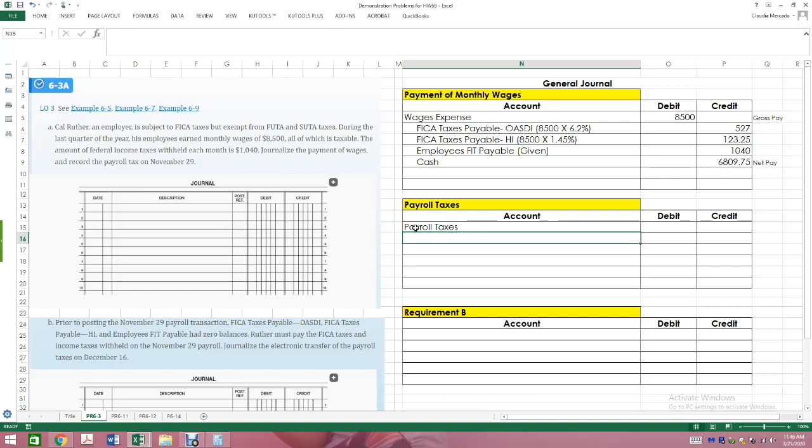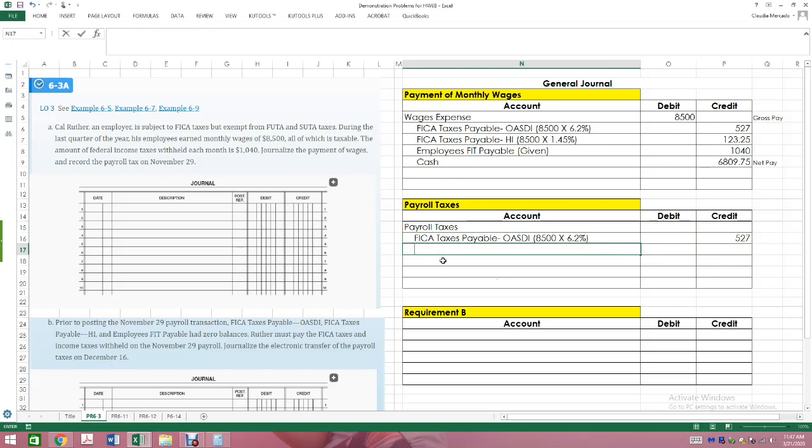How much? Well, I don't know yet, but I know that my payroll taxes expense is going to be the first item. Now I need to figure out my FICA taxes, and this is for OASDI. Remember, OASDI and HI, the employee pays the 6.2% and the 1.45%, and the employer matches that. So they're also paying 6.2% for OASDI and 1.45% for HI. So we're going to get the 8,500 times the 6.2%. We had already calculated that up here, so I'm just going to do the same. It's 527. That doesn't change.